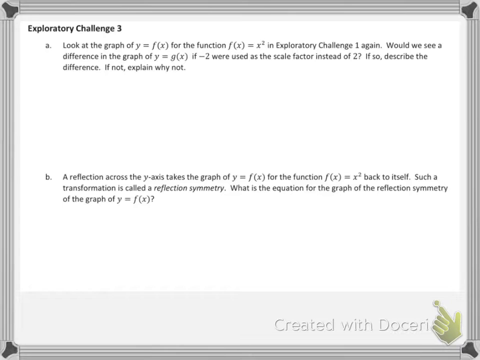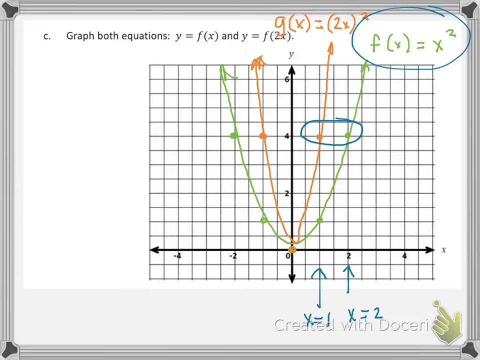Part A: look at the graph for y equals f of x for the function f of x equals x squared in exploratory challenge 1 again. Would we see a difference in the graph of y equals g of x if negative 2 were used as a scale factor instead of 2? Okay, so let's do that. Let's go back and look at f of x equals x squared. All right, here we are. The f of x equals x squared is the green graph.